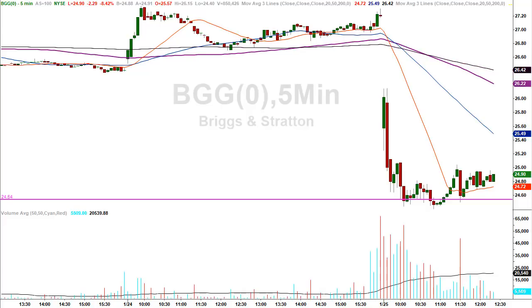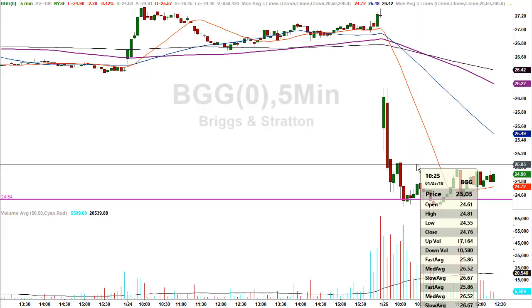Next one we're going to look at is Briggs & Stratton, BGG. The stock closed yesterday all the way up at $27.20, was getting a nice haircut at the open, and you can see what happened. The stock came down in about the first half an hour of the trading day, right into our level at $24.54, right off the email you saw a couple of minutes ago.